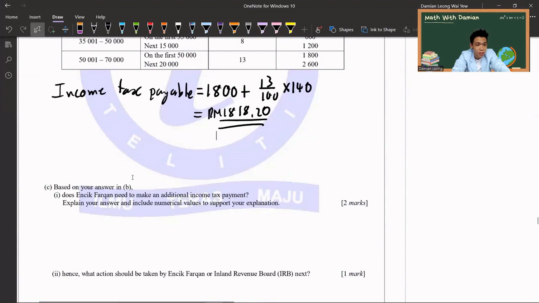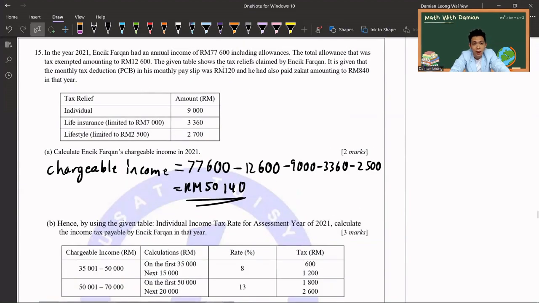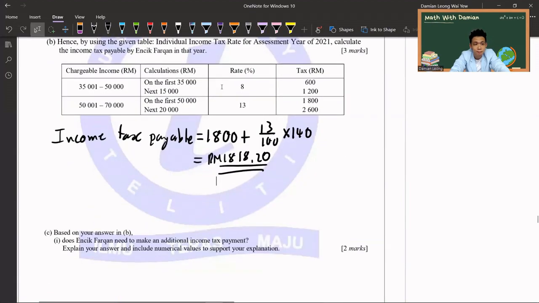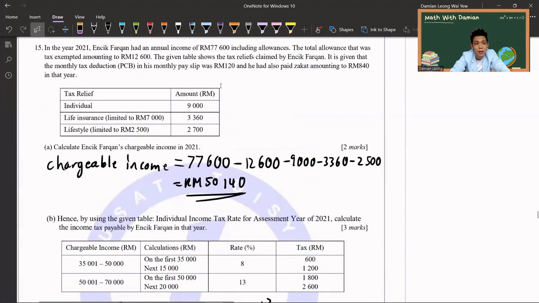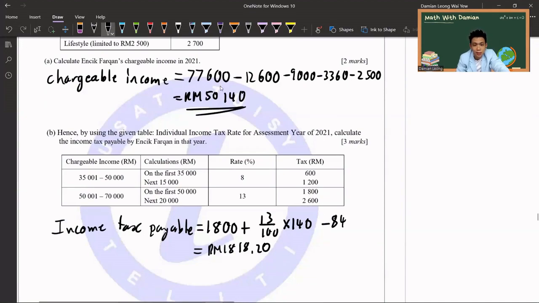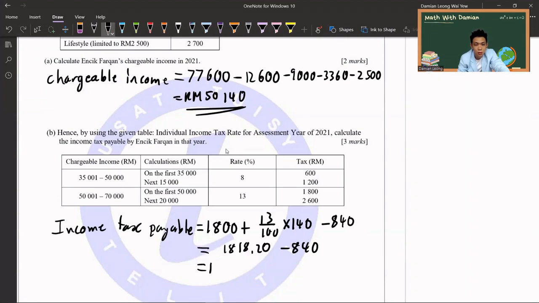And based on the answer in B, does he need to make any additional income tax payment? So he already paid monthly tax deduction of 120 ringgit each month. Oh, sorry, my bad. I didn't minus zakat here. We have to minus the rebate which is zakat as well, 840. We minus another 840 here, which will amount to 978 ringgit 20 cents. That's the amount that is payable.